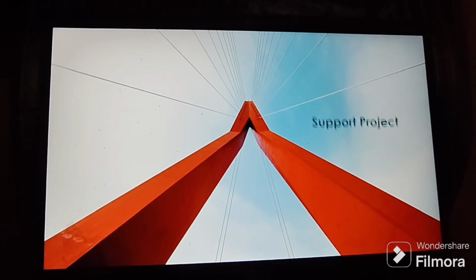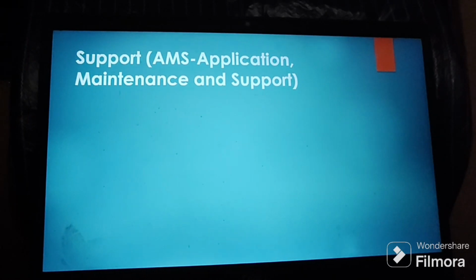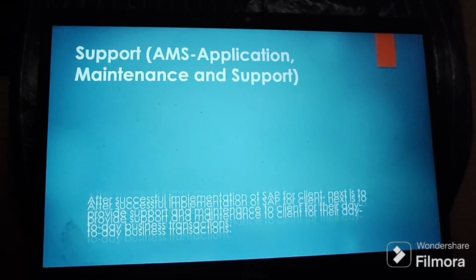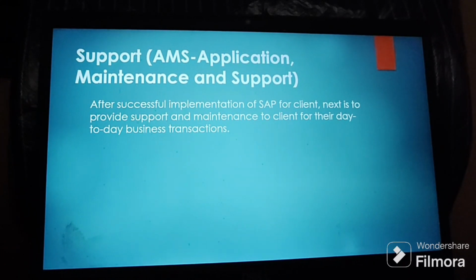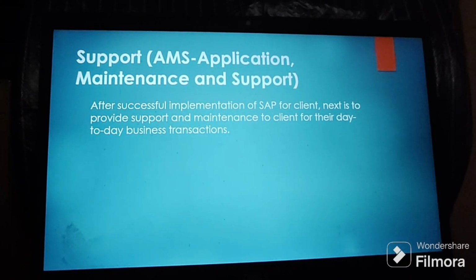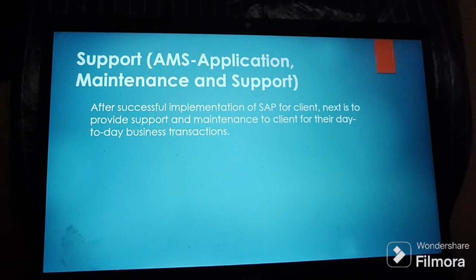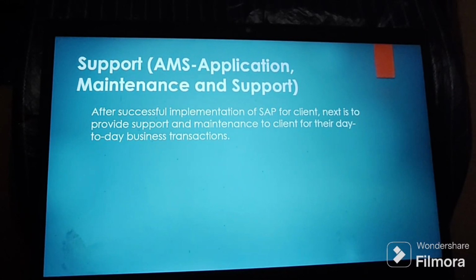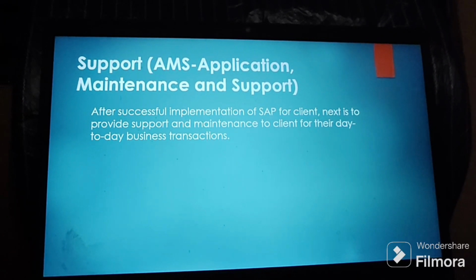Next one is the support project. A support project can also be called AMS project in the IT world, that means application maintenance and support. After successful implementation of SAP, next is to provide some support to the client. If there is some issue or something they do not know, then they need some support so that they can perform their business activities.